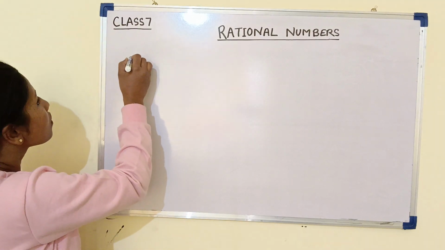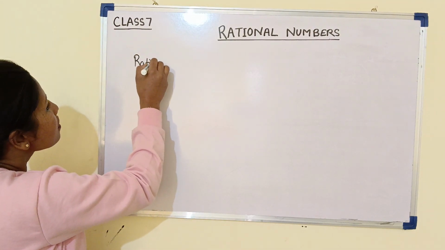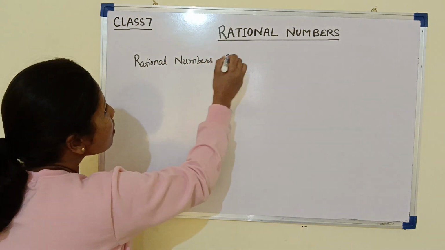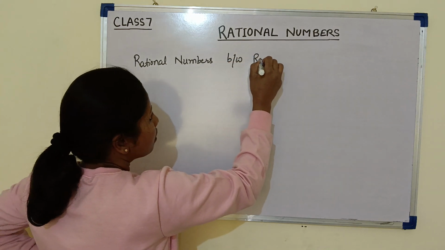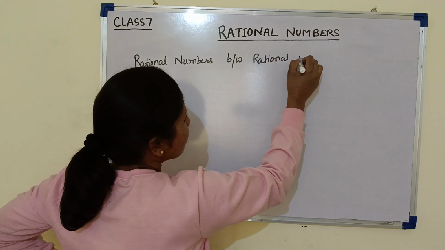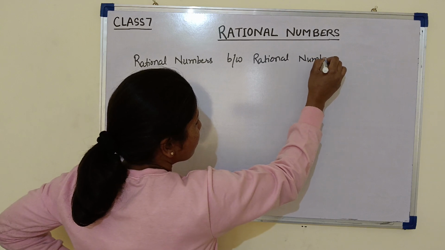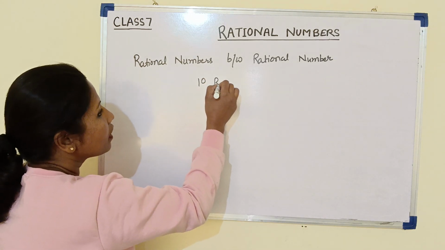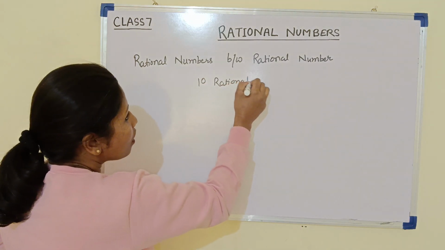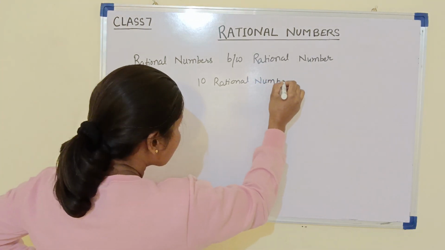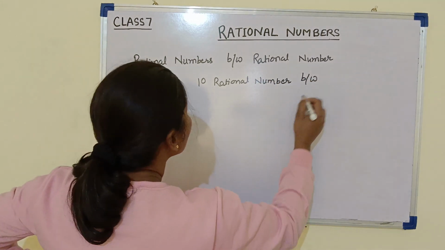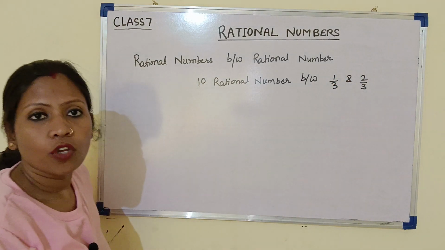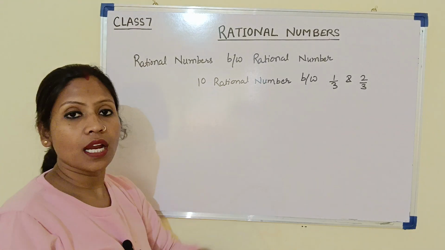Let's talk about the rational numbers between rational numbers. Suppose I ask you to find 10 rational numbers between 1 by 3 and 2 by 3. You have to find 10 rational numbers between 1 by 3 and 2 by 3.